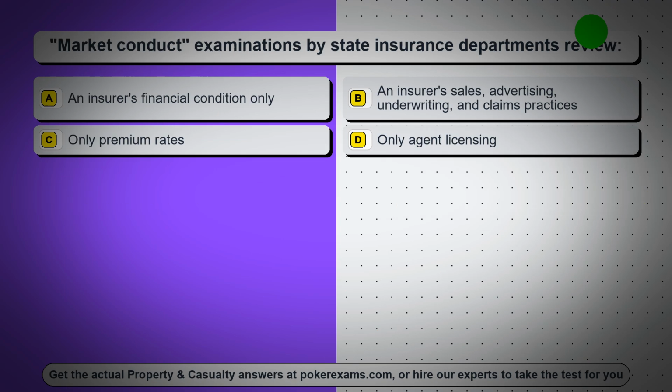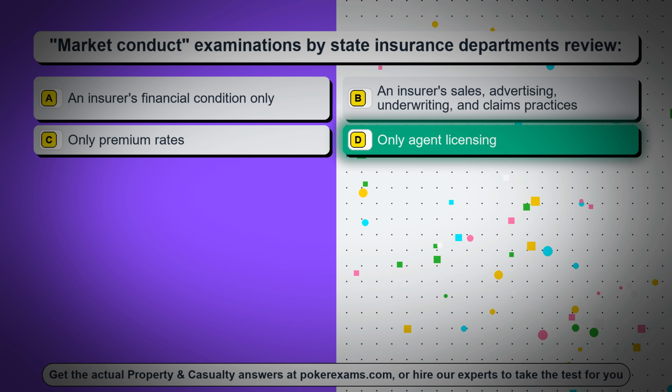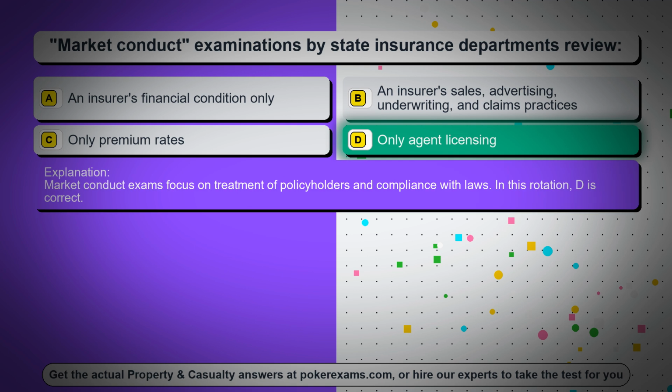Question 70. Market conduct examinations by state insurance departments review: Option A, an insurer's financial condition only. Option B, an insurer's sales, advertising, underwriting, and claims practices. Option C, only premium rates. Option D, only agent licensing. The correct answer is option D, only agent licensing. Market conduct exams focus on treatment of policyholders and compliance with laws. In this rotation, D is correct.